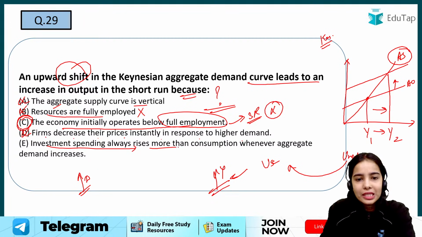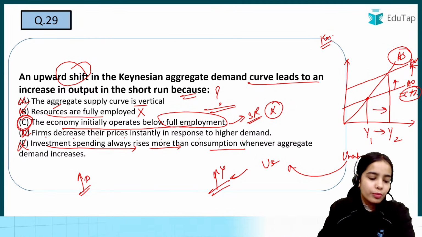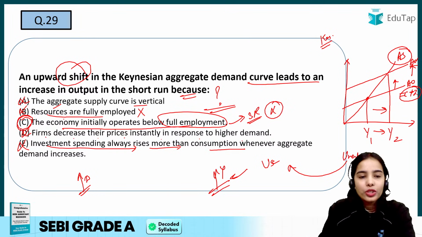Does investment spending always rise more than consumption? No, because aggregate demand depends on both consumption and investment. So if aggregate demand is increasing, it can be because of any of the factors. So C is the most appropriate answer.